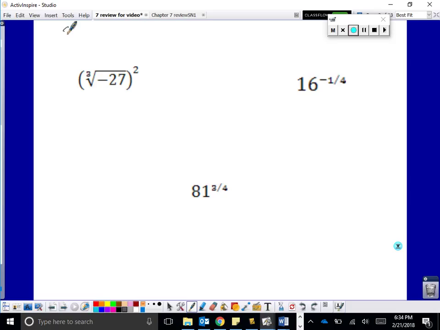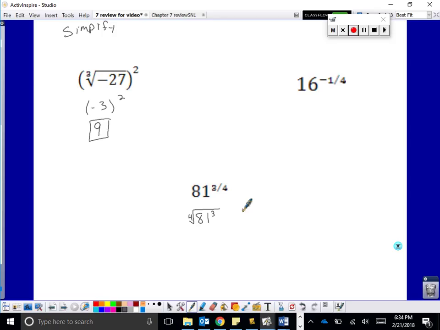First slide here, we're just going to simplify. I'm asking you here, I've got the cube root of negative 27 squared. I can break this down. The cube root of negative 27 is negative 3, squared. So that one's just 9. Jumping down to 81 to the 3/4. If we rewrote this in radical notation, that would be the 4th root of 81 cubed.